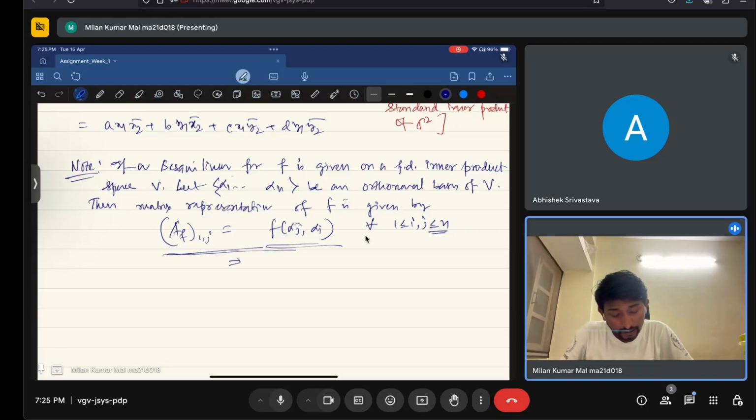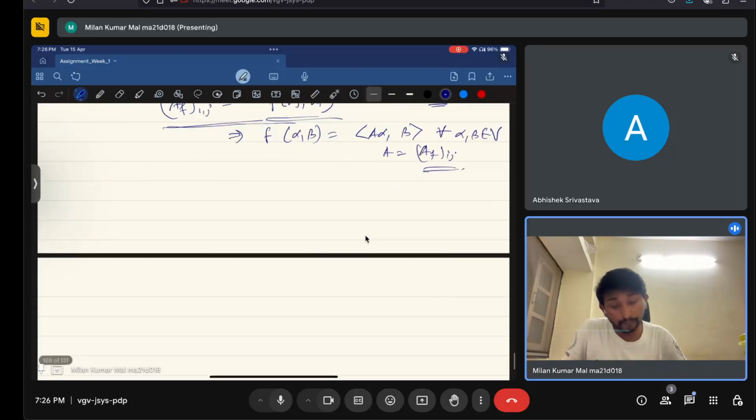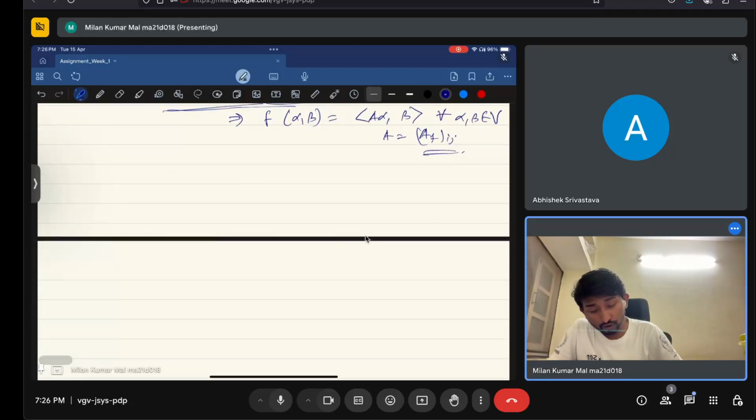And after that f of alpha beta will be equal to the inner product of A alpha comma beta, for all alpha and beta coming from the vector space V, and A is the matrix A_f ij. This is the matrix. So that means there is a correspondence, basically, for a fixed orthonormal basis, there is a correspondence. Okay, so let's go to the next problem.